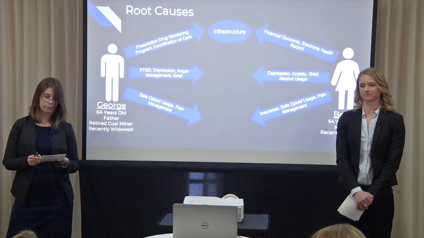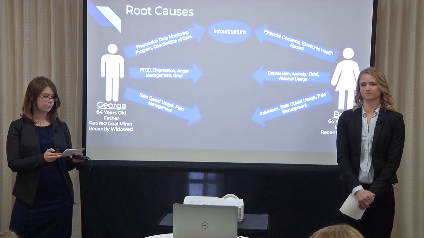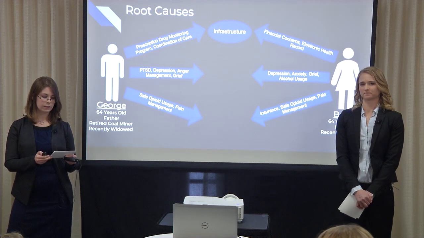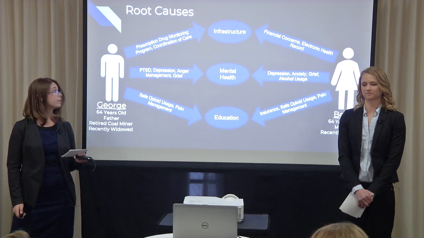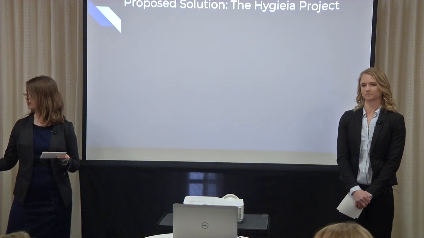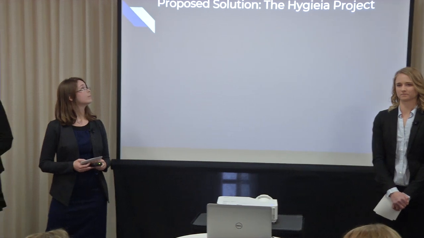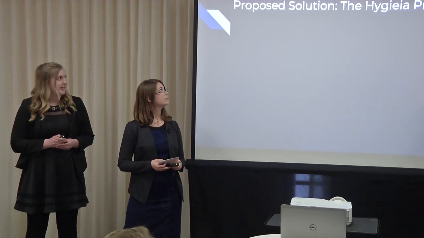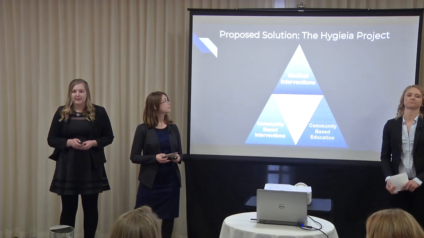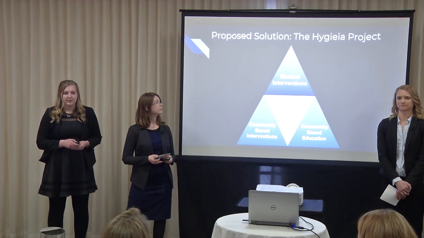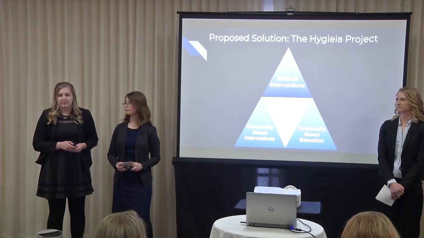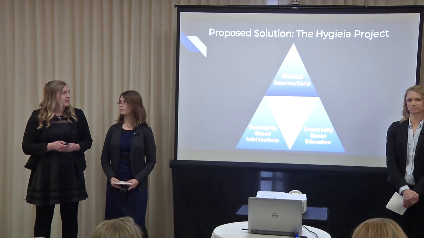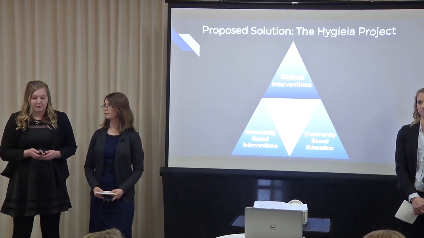So between the two of them, we found three common issues. There was infrastructure that could not support the community, inadequate resources for mental health care, and incomplete health education. So in order to combat these problems, we came up with our proposed solution, which we have called the Hygeia Project. There are four main components to this, and we wanted to make sure we were using the community to their fullest potential, as well as tackling the opioid crisis from many different angles, and ensuring that the community would be able to make this a sustainable program.